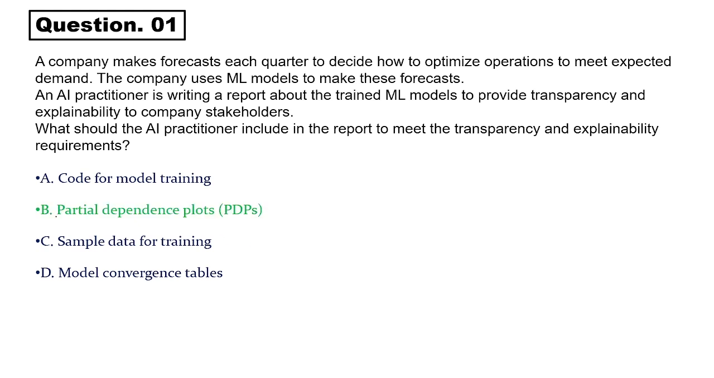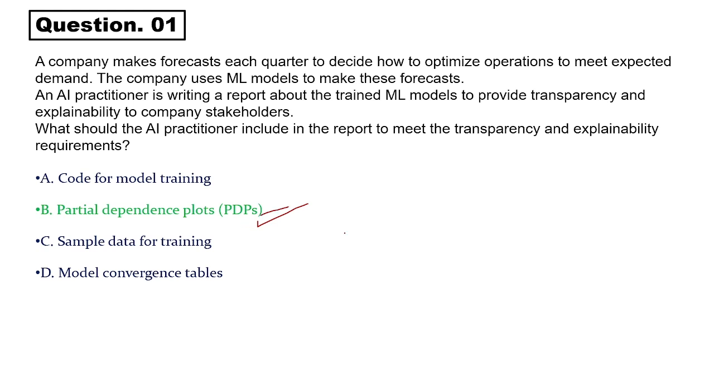The correct answer here will be option B, partial dependence plots, that is PDPs, because these are useful tools for understanding the relationship between the specific features and the model's prediction. So it makes it easier to see how changes in an input variable affect the forecast. PDPs are particularly helpful for stakeholders because they visually show the impact of an individual feature on prediction without requiring a deep understanding of the model's inner workings.